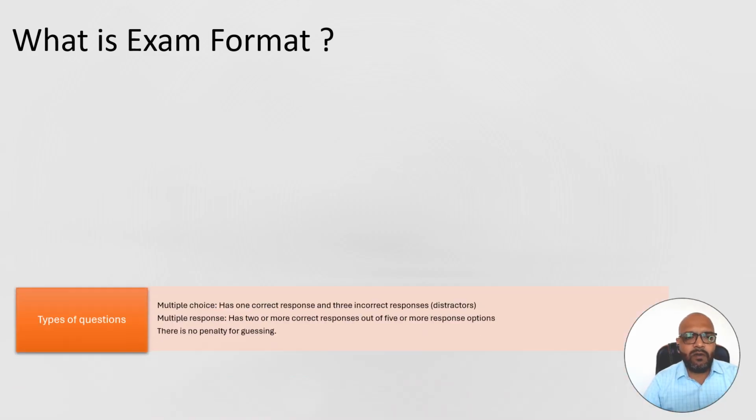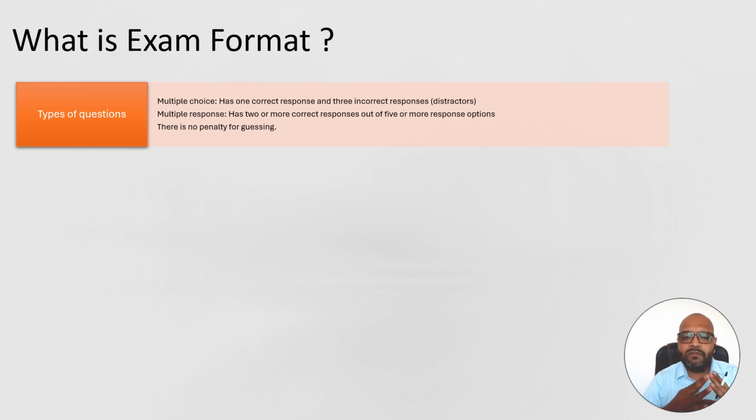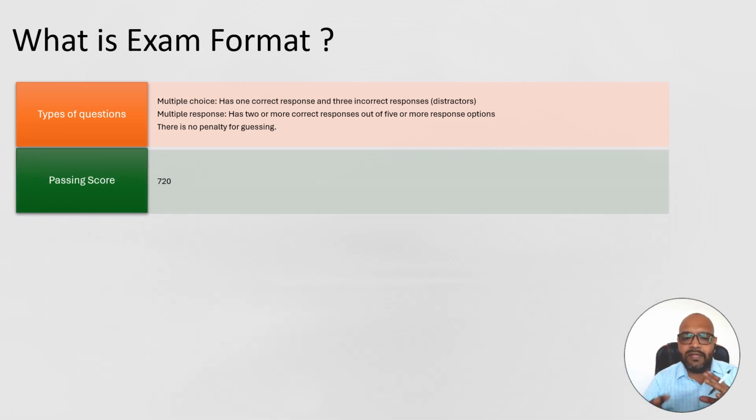So what is the exam format? Basically there will be two types of questions in the exam. One is multiple choice, in which there will be one correct response and the rest of them will be incorrect responses. And number two, multiple response, in which there will be two or more correct responses out of five, and you need to select two or three based on the question. There is no penalty for guessing. The passing score is 720.